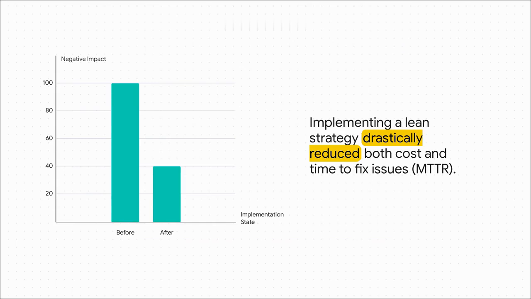And this chart really just tells the whole story, doesn't it? The before state shows these towering bars for monthly cost and mean time to resolution, or MTTR. After we implemented the lean strategy, look at that. Both of them just plummeted. Let's put some real numbers to that.